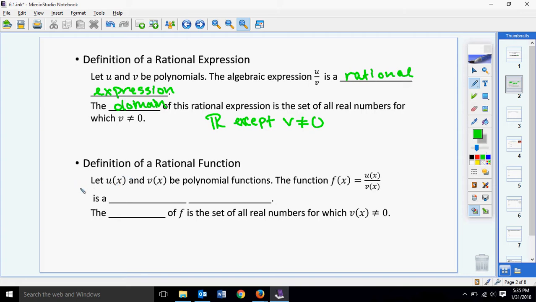Now a rational function is the same type of thing, except u and v are polynomial functions. So if we put u and v as a fraction and then make it a function of f, this is a rational function. Just like with expressions, the domain of a rational function is all real numbers for which the denominator is not equal to 0.